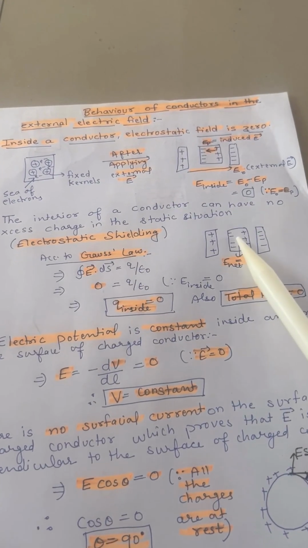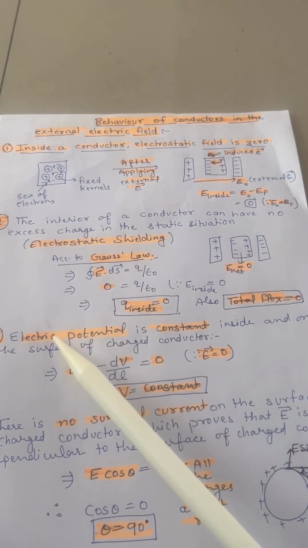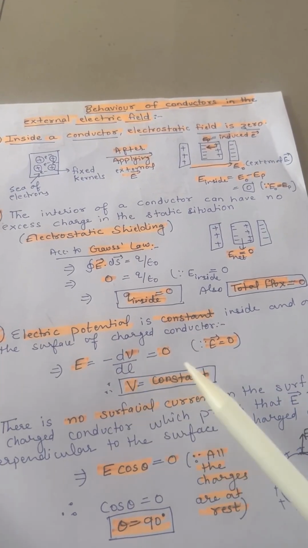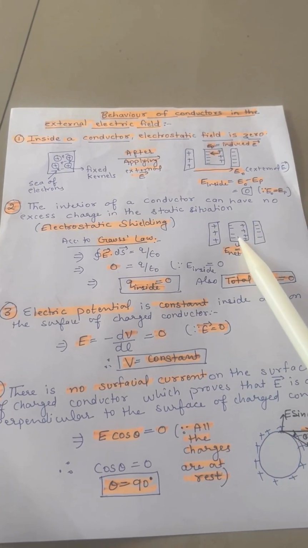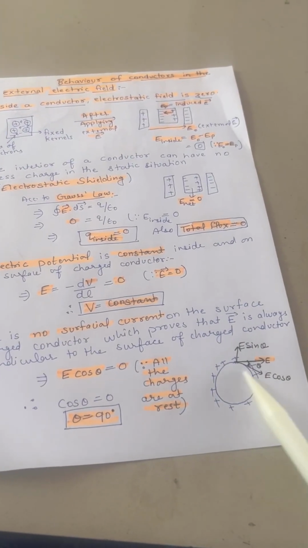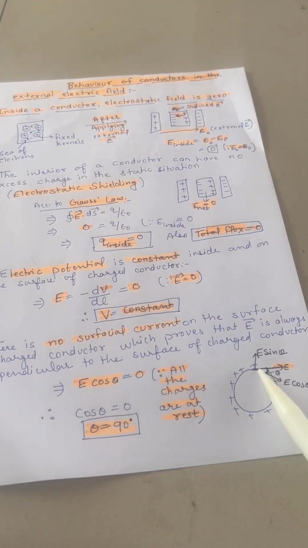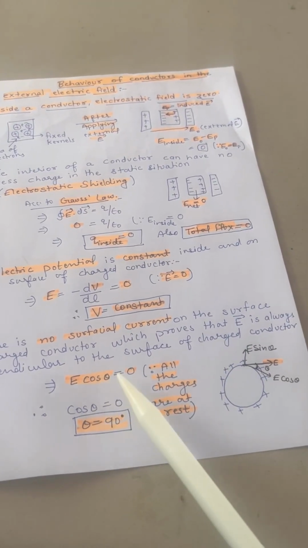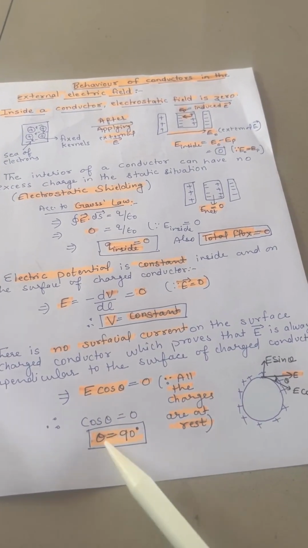Here in the charged conductor, if the electric field is zero, which equals the negative gradient of potential, V should be constant. Electric potential will be constant inside and on the surface of the charged conductor, and the electric field is always perpendicular to the charged conductor, because if it is not, there must be a flow of charges on the surface of a charged conductor, which is not possible.